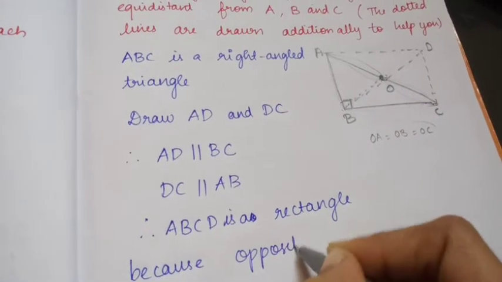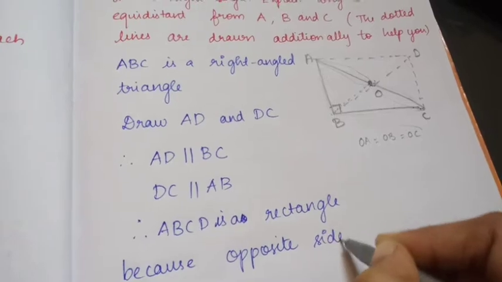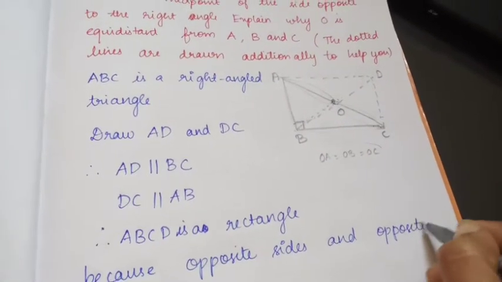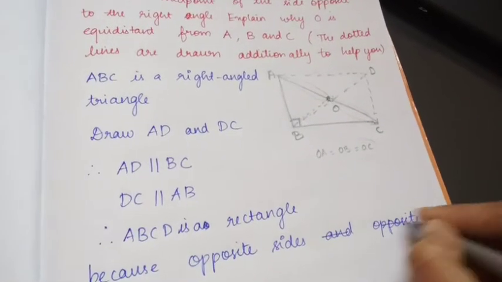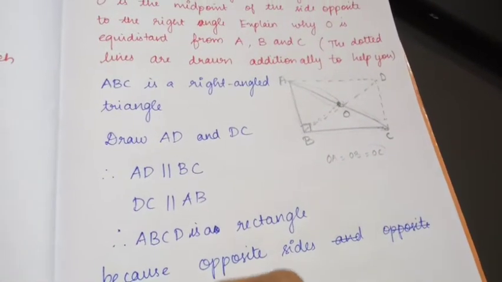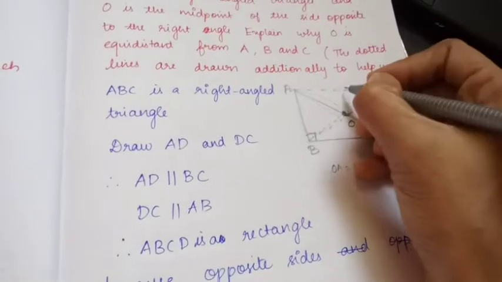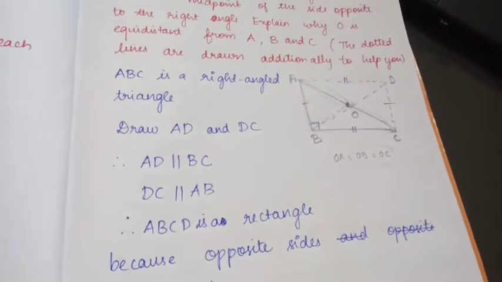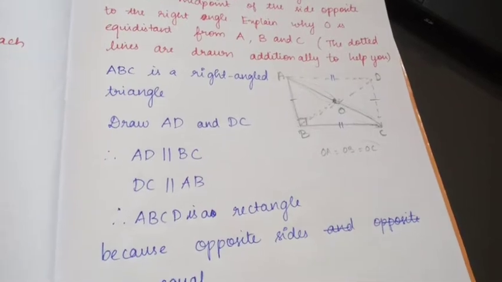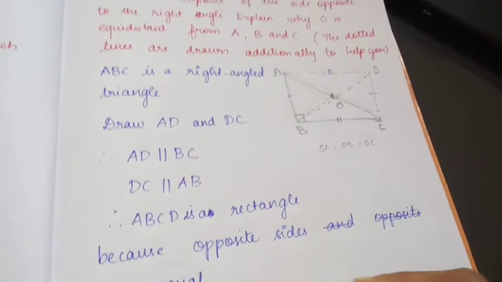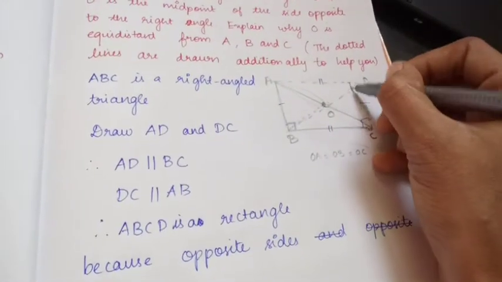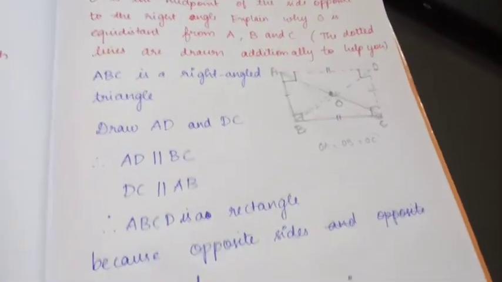opposite sides and opposite angles. Sorry, first we can write opposite sides are equal. Then all the angles are 90 degrees. If it is 90 degrees here, here also it will be 90 degrees. This also 90 degrees. This also 90 degrees.